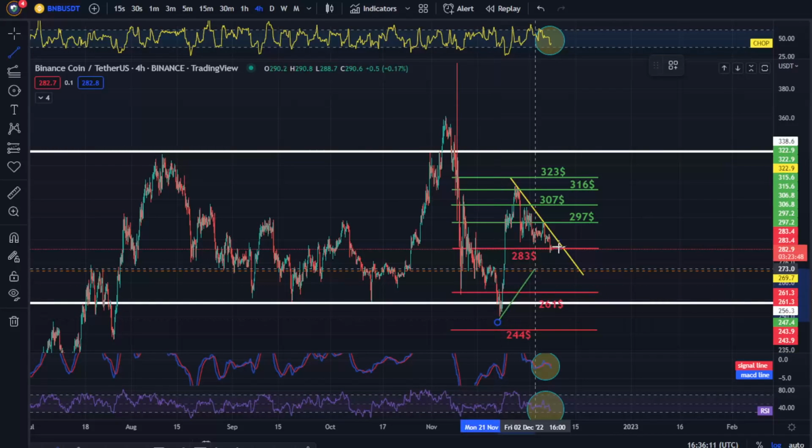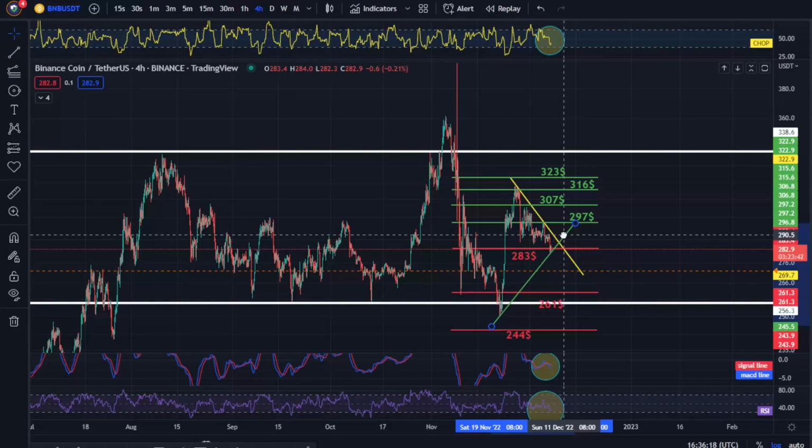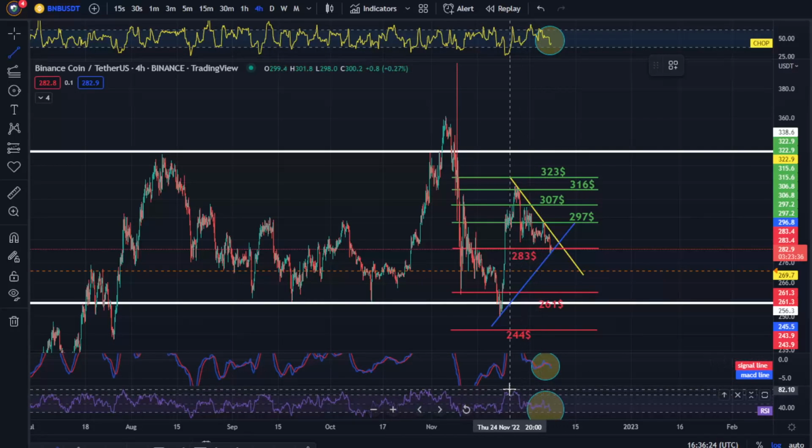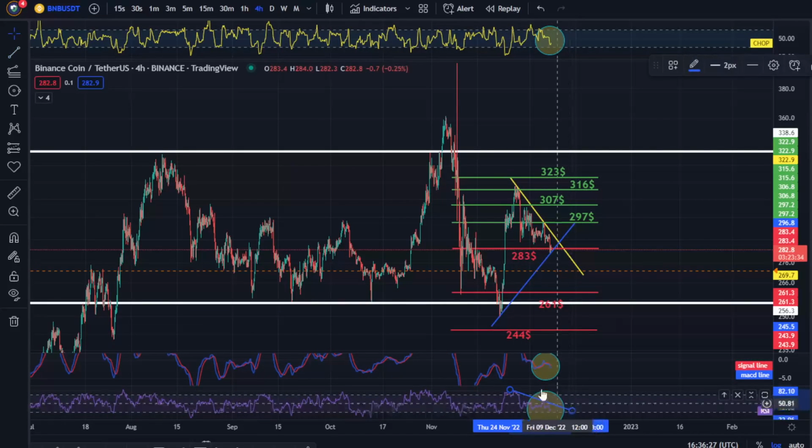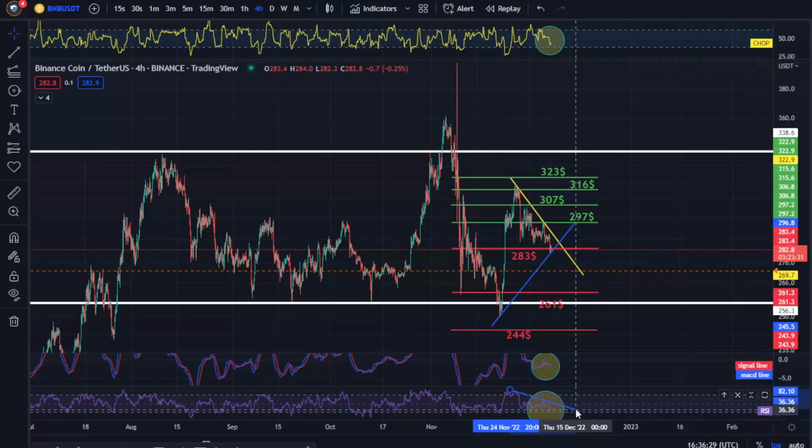At this point, it is also worth marking the opposite directions on the chart and the RSI indicator with a blue line. Such an arrangement often indicates a change in the trend.